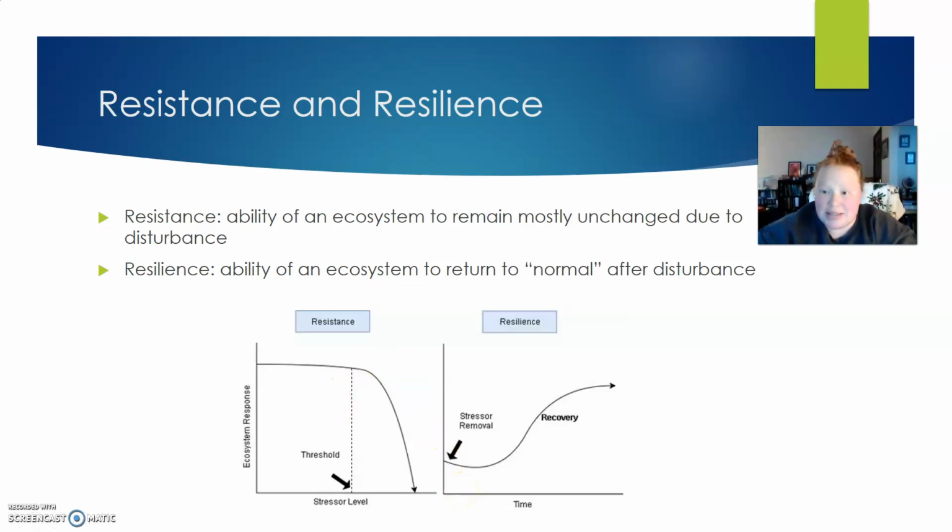With resilience, resilience is the ability of an ecosystem to return to normal after a disturbance. So resilient ecosystems are super important because they can bounce back after a disturbance. A disturbance can be anything from a wildfire to a storm to anthropogenic climate change. Any of those things are disturbances, and resilient ecosystems are more likely to respond and bounce back to continue to thrive.